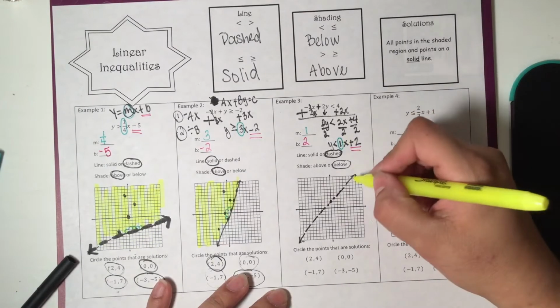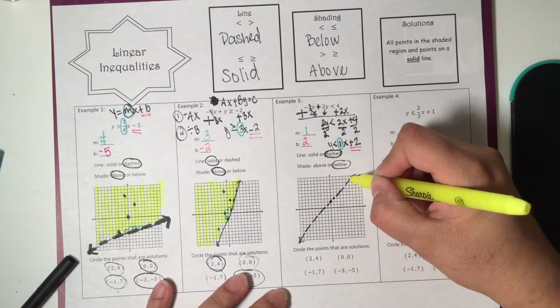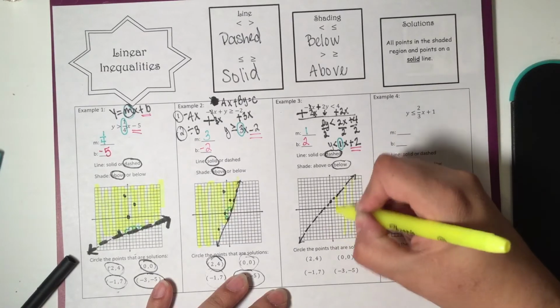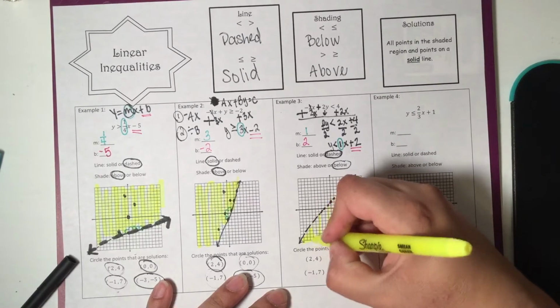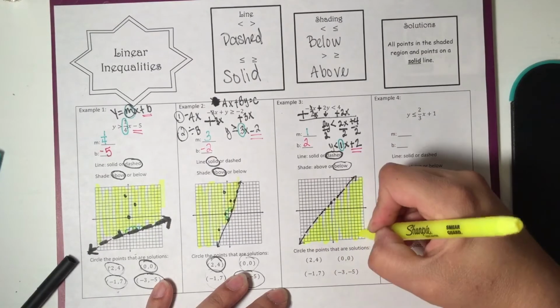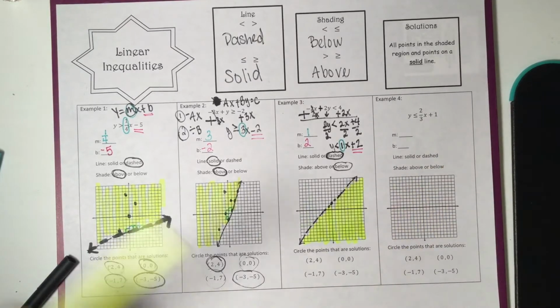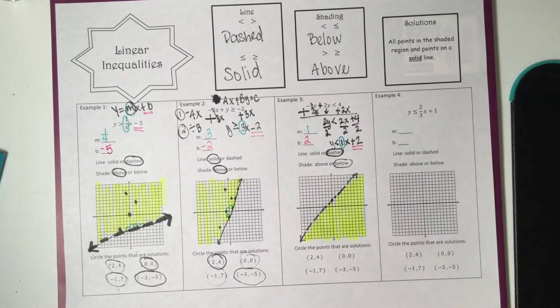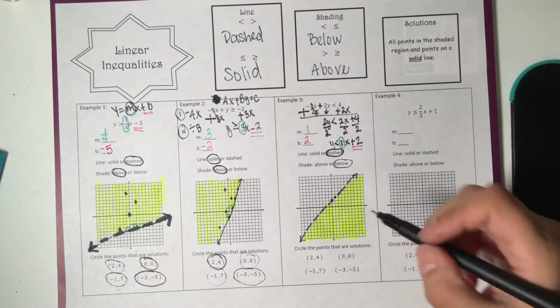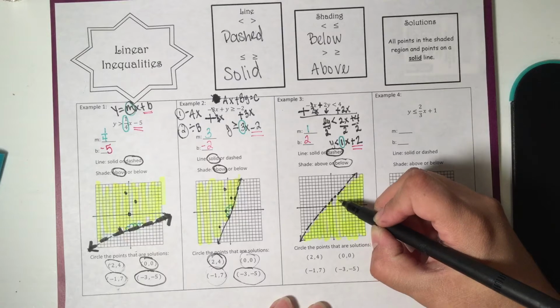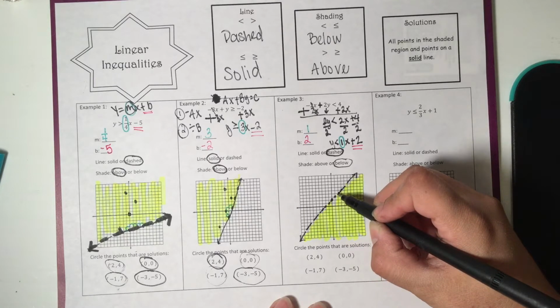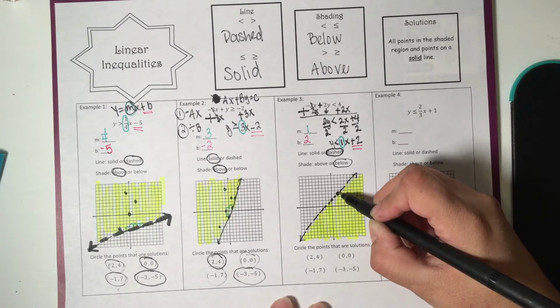So again, I'm going to grab my highlighter, I'm going to put it on the line, and I'm going to go down, because it's below. Down, down, down, down. All of this area will be solutions. Okay, lastly, circle the points. So if we have 2, 4, goes 1, 2, 1, 2, 3, 4. Give me a second. 1, 2, 3. Okay, so the line ends up right here.